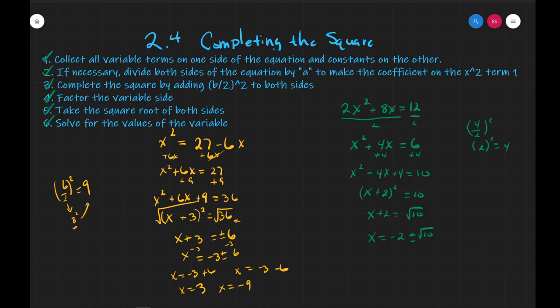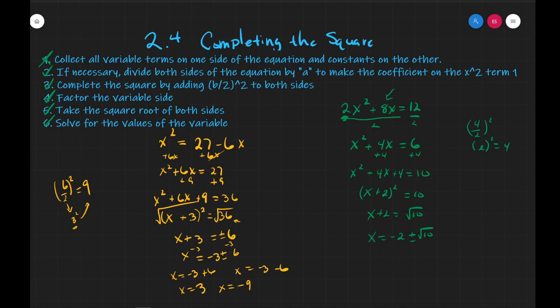Welcome back. Hopefully you found something along these lines. Hopefully your answer was x equals negative 2 plus or minus the square root of 10. So we got that by starting off with this equation. First, we collect all variable terms on one side of the equation and constants on the other. Luckily, that was already done for us, so we check that off. If necessary, divide both sides of the equation by a to make the coefficient of the x squared term 1. Here, our coefficient of the x squared term was not 1, so we had to divide everything by 2. When you're dividing everything by 2, make sure you divide everything by 2. So this 8x should have become a 4x, and this 12 should have become a 6.